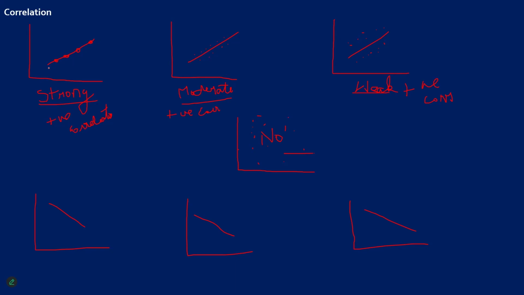So strong positive correlation. There is one more case where we can't draw any line this way. We say that is no correlation at all. So here you would have guessed, right? So you name it. Let me plot the data points.